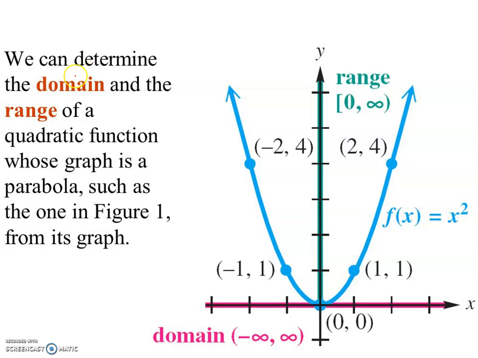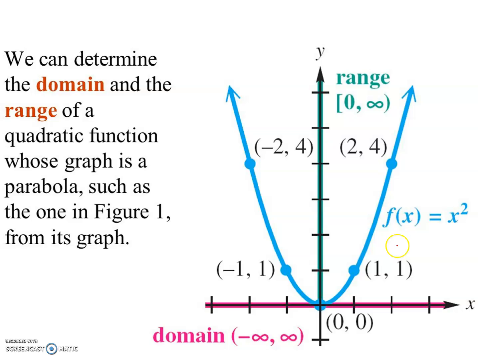We can determine the domain and the range of a quadratic function whose graph is a parabola, such as the one in figure 1, from its graph. For example, 0 to infinity is the range because it looks like the quadratic equation y equals f of x equals x square.